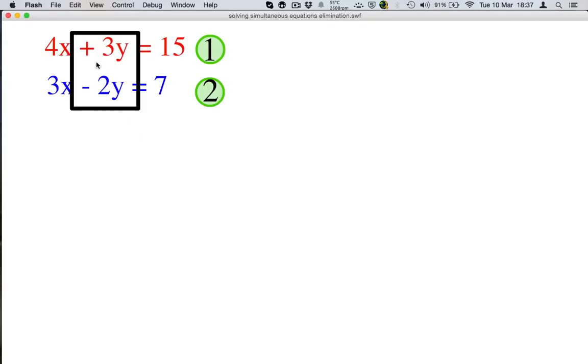Now, because there is a 2 in front of the y in the blue equation, that means we need to multiply the first equation by 2. And because there's a 3 in front of the y in the red equation, that means we need to multiply equation 2 by 3. So, we're multiplying the first equation by 2 because of the blue 2y, and we're multiplying the blue equation by 3 because of the red 3y.